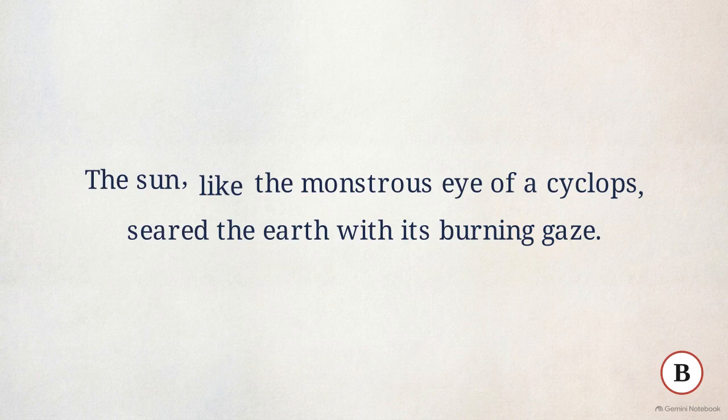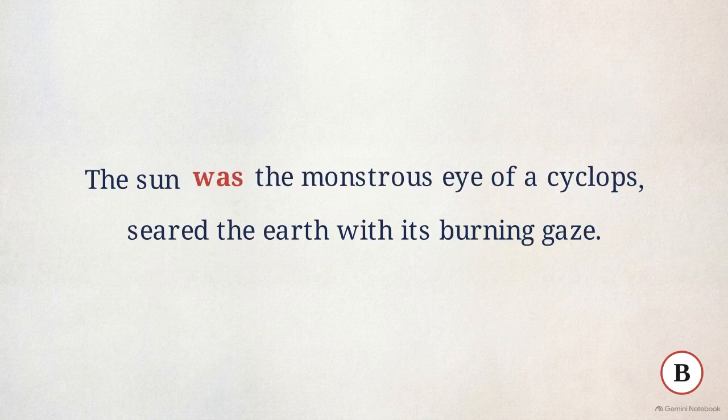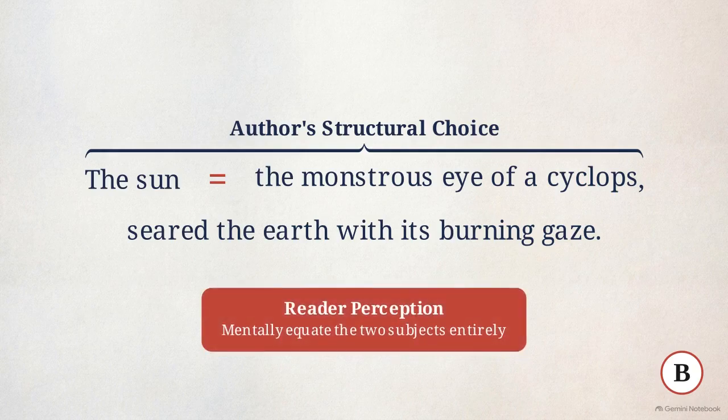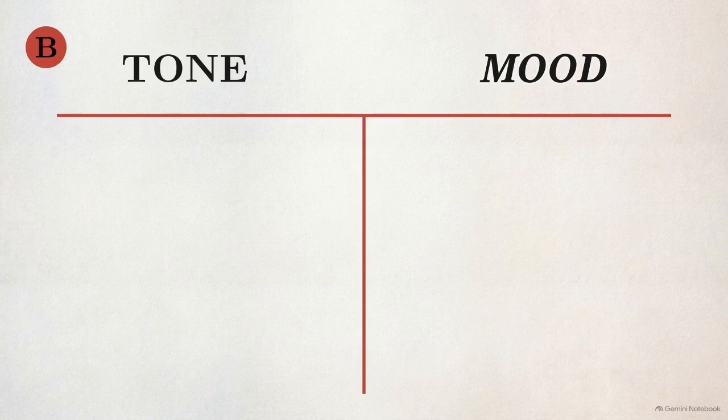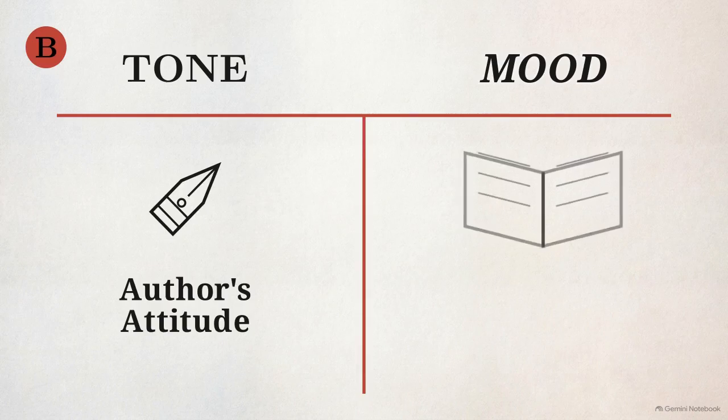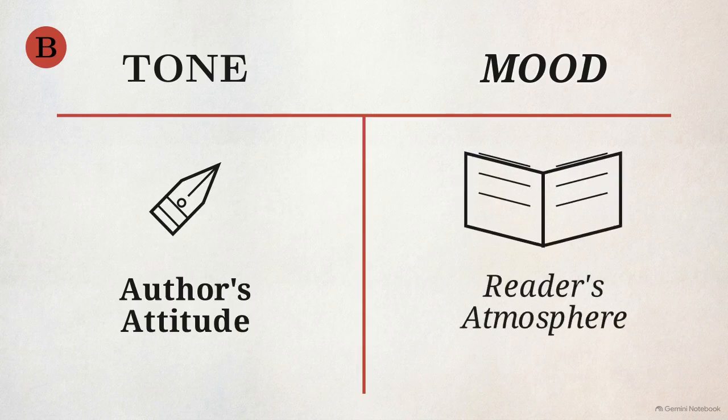If we replaced like with was in the second sentence here, the sun would be equated directly to a monstrous eye. Authors use these comparisons as structural choices. They use them to control the reader's mental image and influence how a subject is perceived. To correctly identify these effects, you must distinguish between tone and mood. Tone is the author's attitude toward the subject, while mood is the atmospheric feeling the reader experiences while reading.